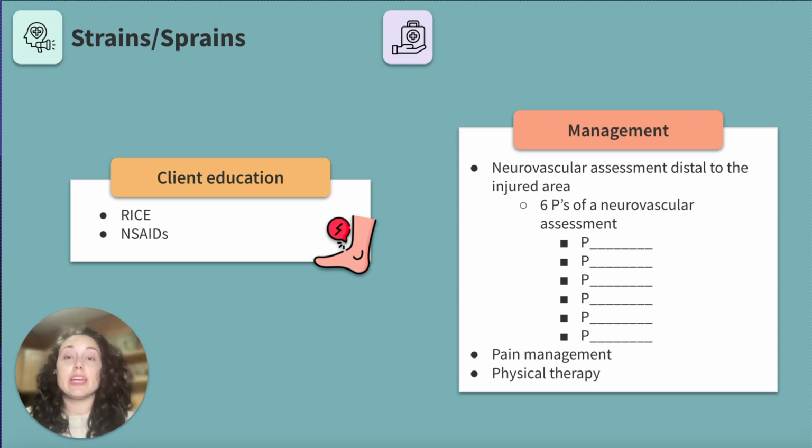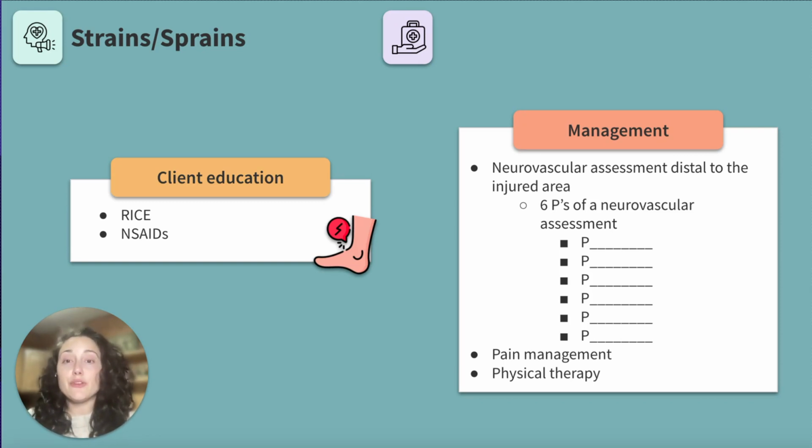For cases of strains and sprains, it's better to assume the injury is a fracture until the x-rays show otherwise. Once diagnosed, we'll want to perform neurovascular assessments distal to the injured area. Remember, distal is further away from the point of reference, so a finger is distal to an elbow. It's easy to get distal and proximal mixed up, so I like to think that the dist in distal means distance.